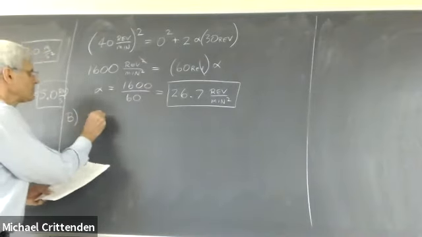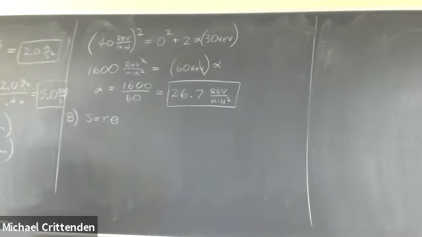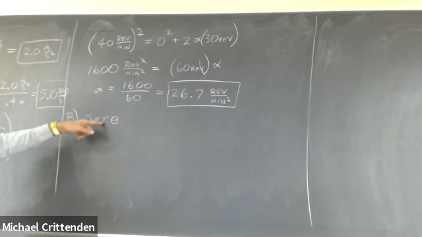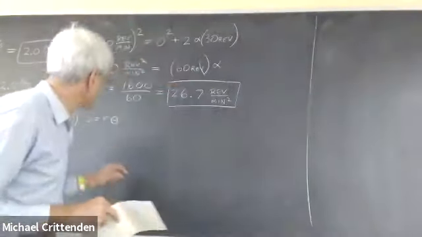S equals R times theta. S means the distance a point moves on the edge of the wheel, which is going to be the same as the amount that the box goes down, assuming that the rope doesn't stretch or anything like that. So it's asking us for S. The radius of the wheel is given, it's written on the picture.